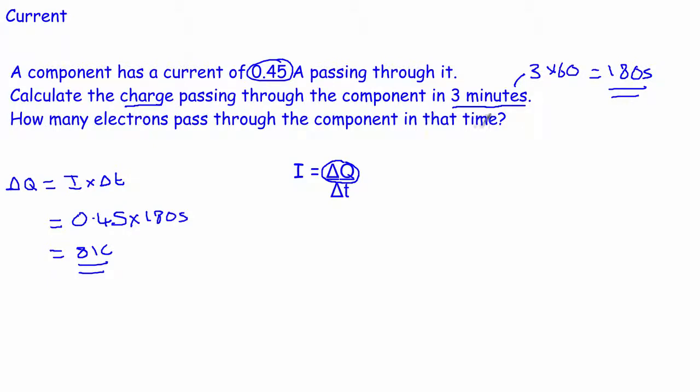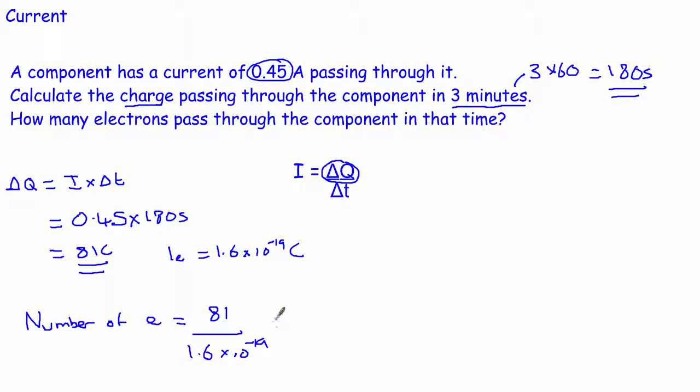Now I also want to know how many electrons pass through my component, but I know the charge in total, and I also know that one electron has a charge of 1.6 times 10 to minus 19 coulombs. So that's the charge of one electron. If I divide this number by this number, it'll tell me how many electrons I've got. So my number of electrons is equal to 81 over 1.6 times 10 to minus 19 coulombs, and if I do that to two significant figures, I get 5.1 times 10 to the 20. So that tells me how many electrons pass through that component in 3 minutes.